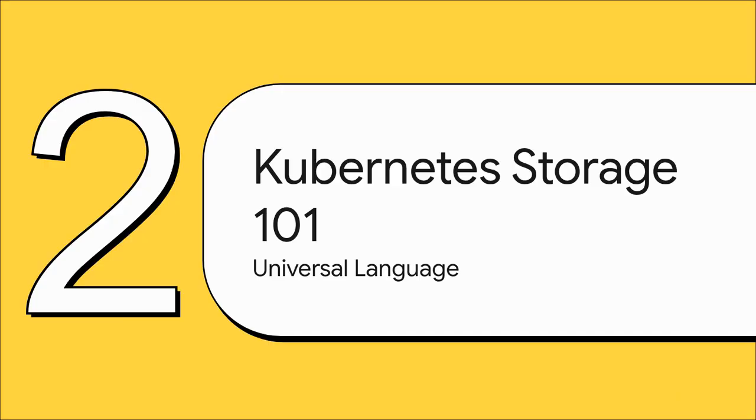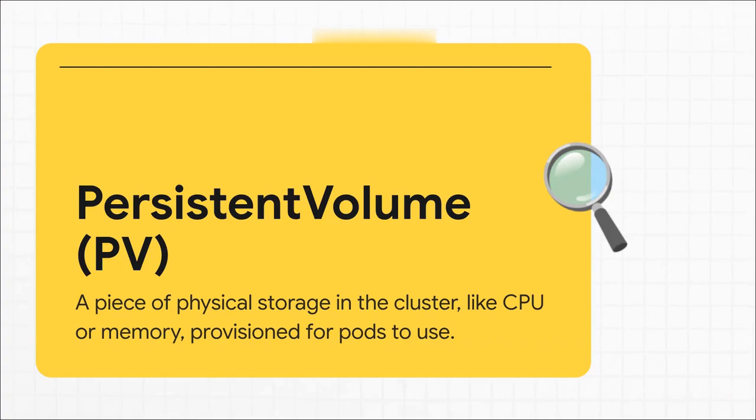So how does Kubernetes even begin to solve this? Well, it does it with a really clever layer of abstraction. Before we even think about specific services in the cloud, we have to get our heads around this universal language of storage. It's a system that neatly separates what your application asks for from the actual physical thing that provides it. The first piece of that language is the persistent volume, or PV for short.